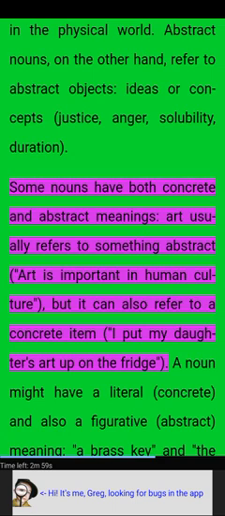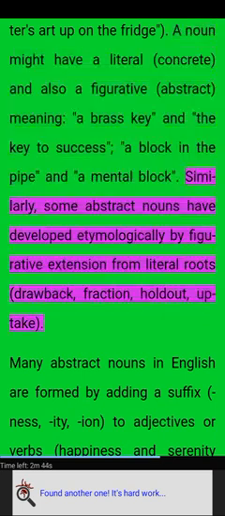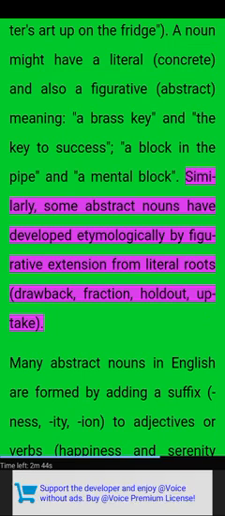Art usually refers to something abstract: "Art is important in human culture." But it can also refer to a concrete item: "I put my daughter's art up on the fridge." A noun might have a literal concrete and also a figurative abstract meaning: "a brass key" and "the key to success," "a block in the pipe" and "a mental block." Similarly, some abstract nouns have developed etymologically by figurative extension from literal roots: drawback, fraction, holdout, uptake.